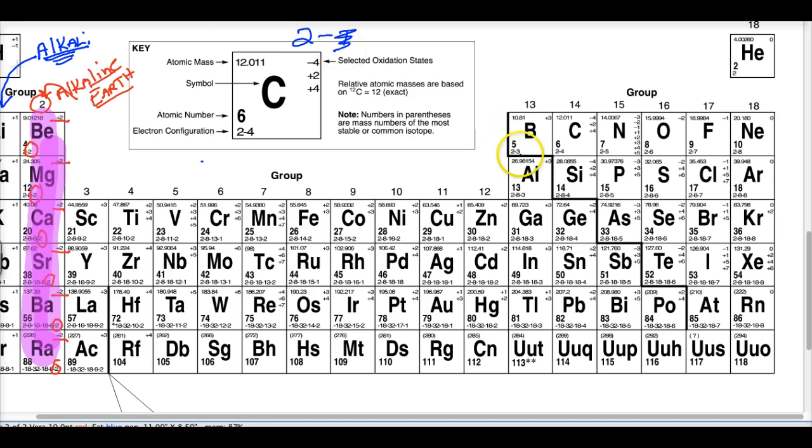All right, the staircase right here that we talked about separates the bigs from the smalls, separates the what? The metals from the nonmetals. Okay, so these are the nonmetal areas. Notice these guys love to become negatively charged. The top charge tells you the one it most likely becomes.